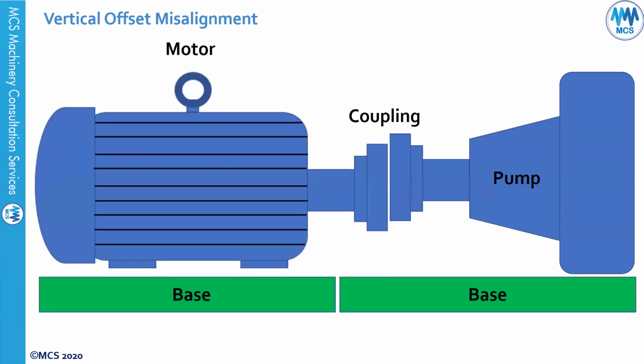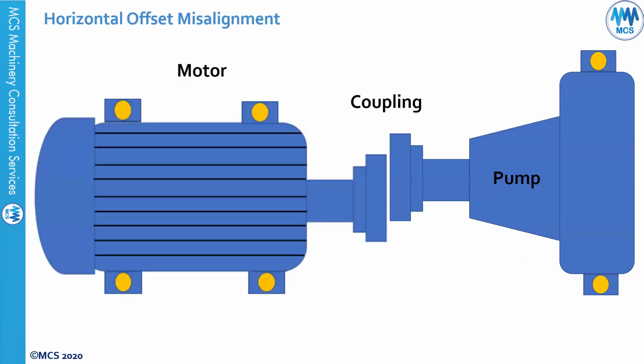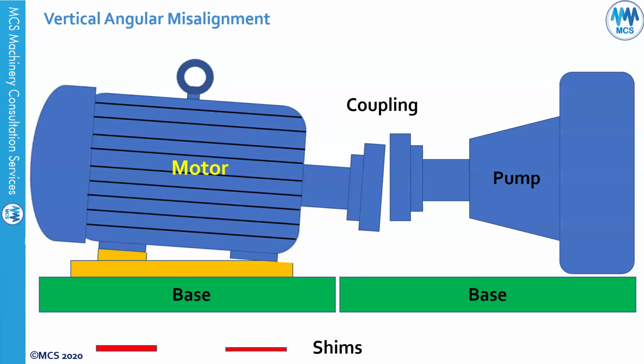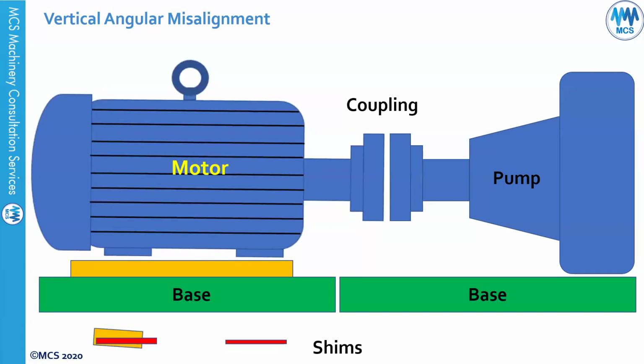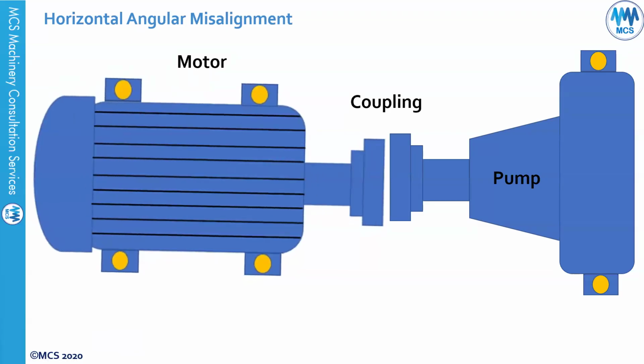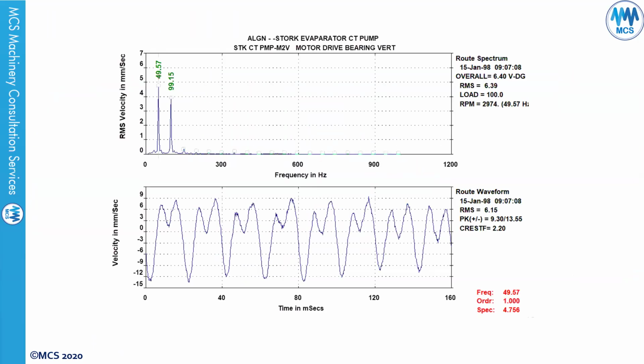For vertical offset misalignment, this is how the alignment looks and this is how we can shim it. For horizontal offset, this is how it looks. And for the angular misalignment, this is how it looks, and if you want to shim it, this will be the way. And this is the angular misalignment for horizontal, and this is how it can be adjusted if you look from the top view. This is how the misalignment looks.